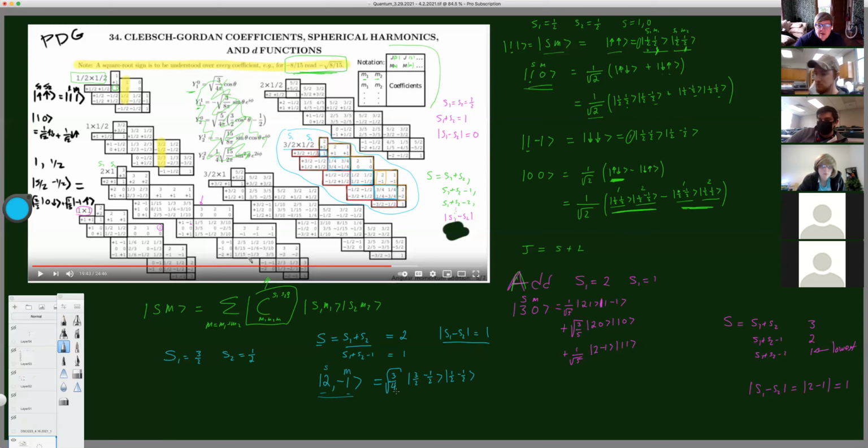So what we have here is square root of 3/4, because it's a 3/4 here. That's the coefficient in front of the combined state, S1 equal 3/2 and M1 equal -1/2, and then S2 equal 1/2 and M2 also equal 1/2. So now we're going to look down here. One of you guys tell me, what is the next thing I need to write down?